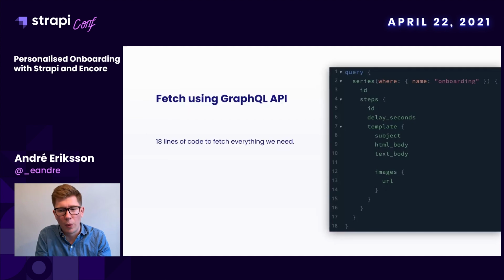Once we have defined all of this content and packaged it up in a way that it looks great, we then used Strapi's GraphQL API. And what's really nice about this is we just need these 18 lines of code on the right here to fetch all the data we need. So starting from the series, we can figure out what are the steps involved, what's the delay, what are the templates for each step, the subject, the HTML body, you name it. So we do this in a single API call, and we get all the data we need. And then we can process that in the Encore application and fire off the emails. And it really is that easy.